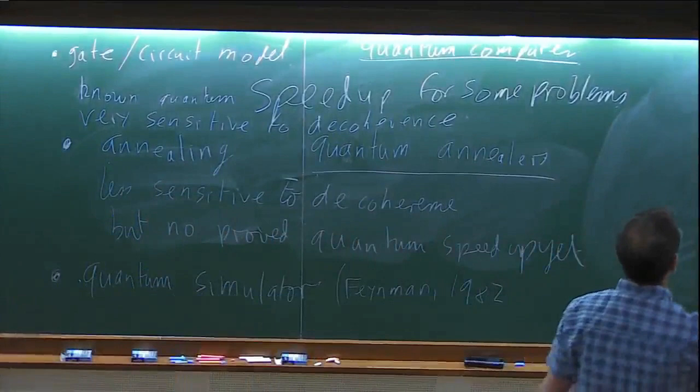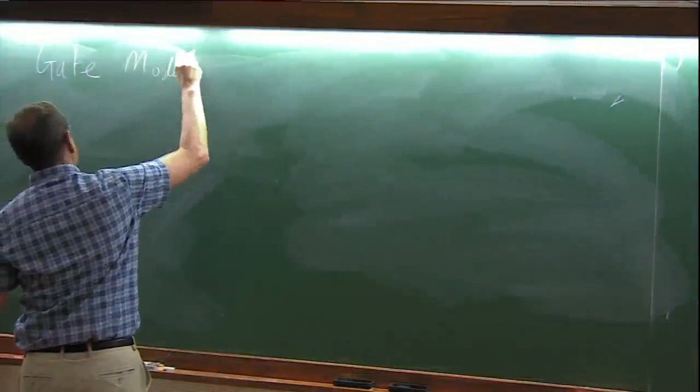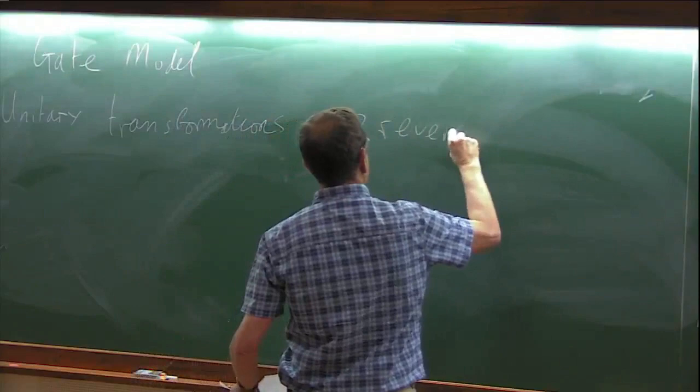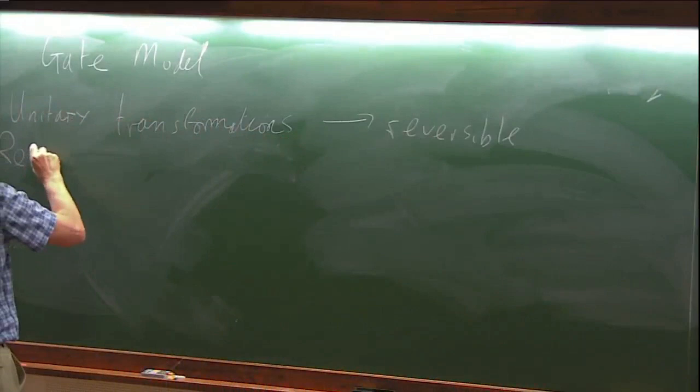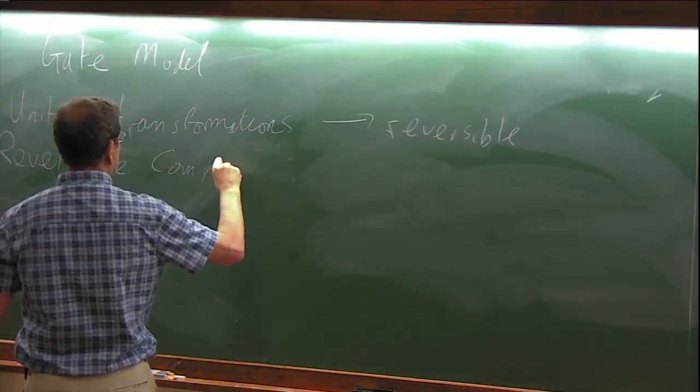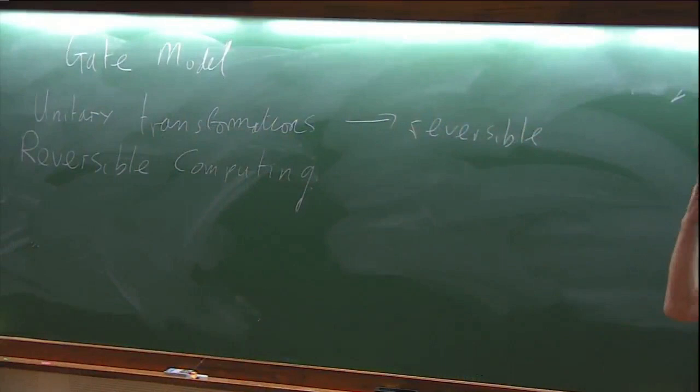So the gate model, this is what most people mean when they talk about a quantum computer. We've already said that we're going to start with some initial state and apply a sequence of unitary transformations. They are reversible. They're also linear, as we said before. So we need to think about reversible computing. That's the first point I want to emphasize. Typical logical operations on classical computers are, as we'll see, not reversible.